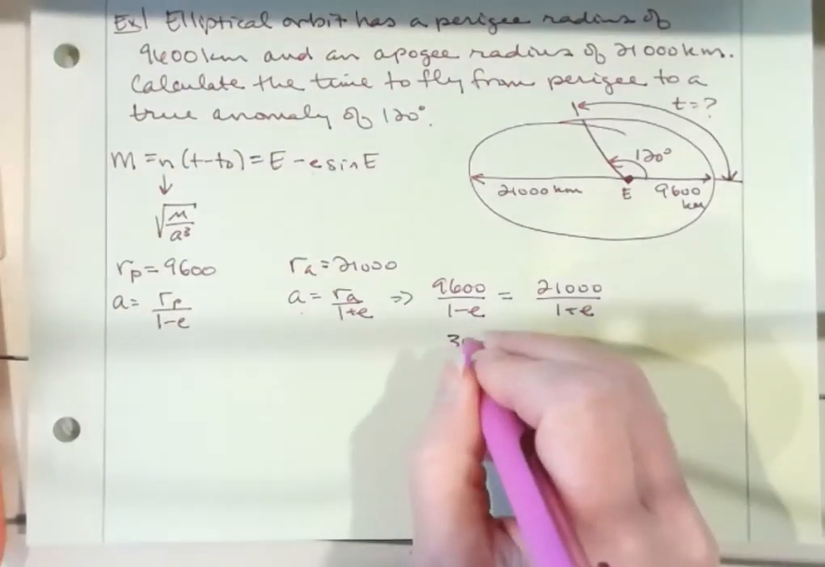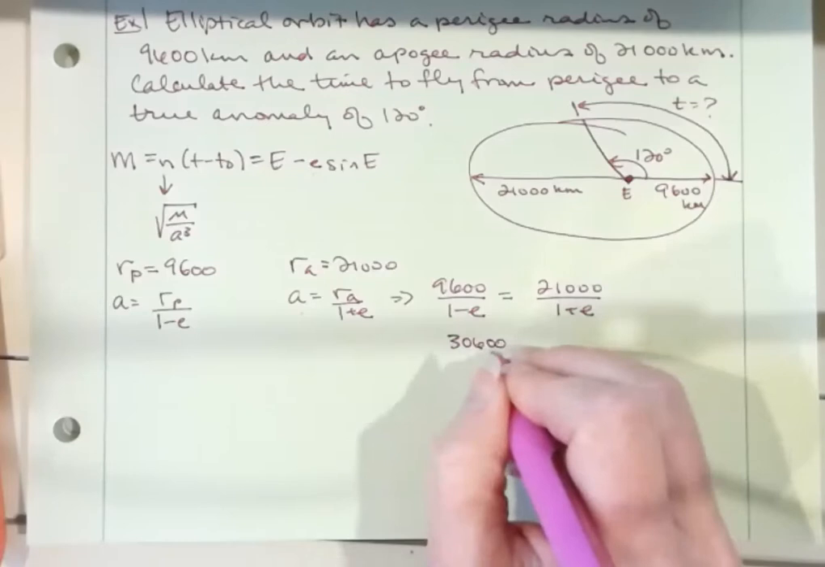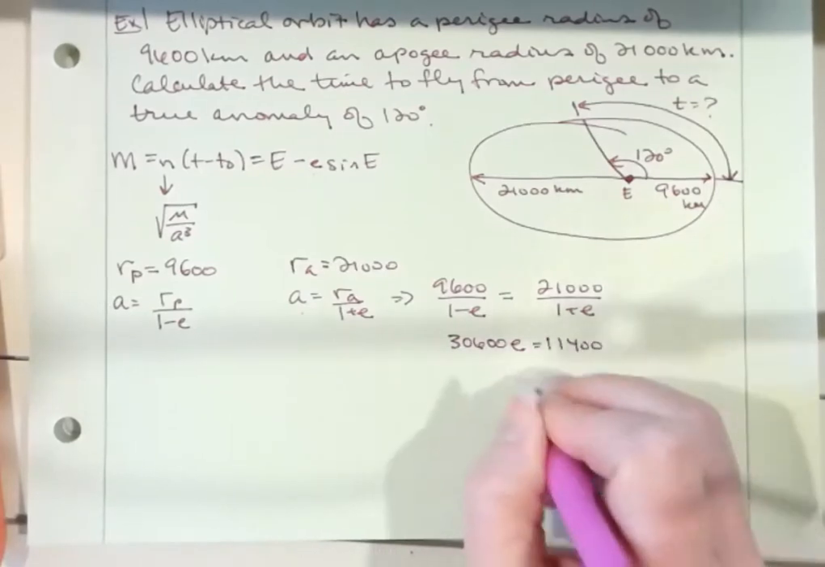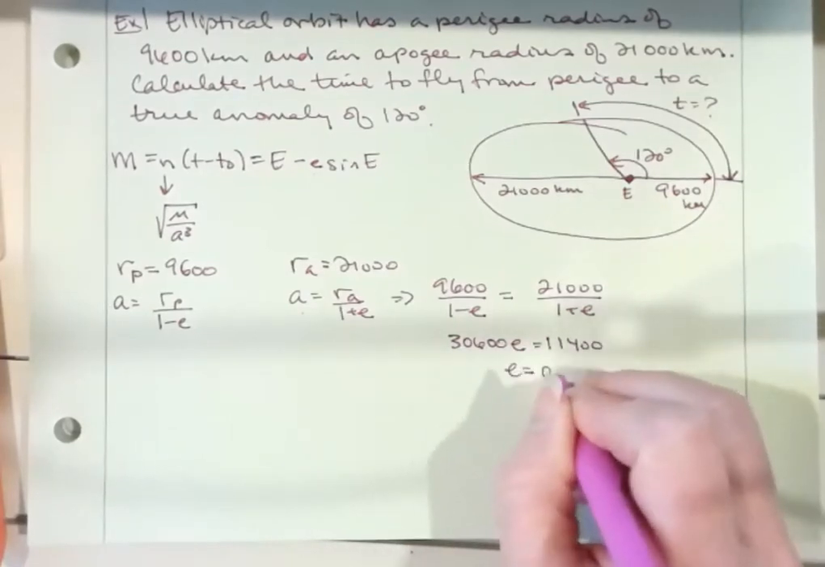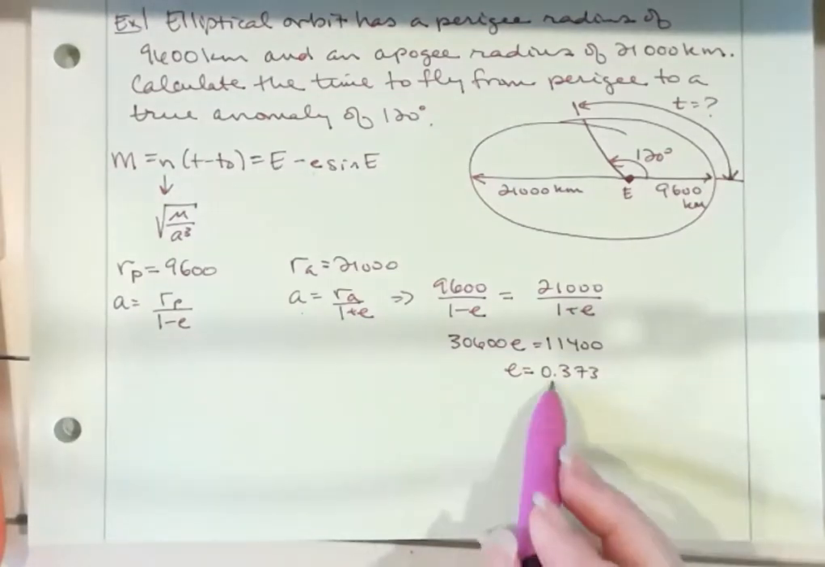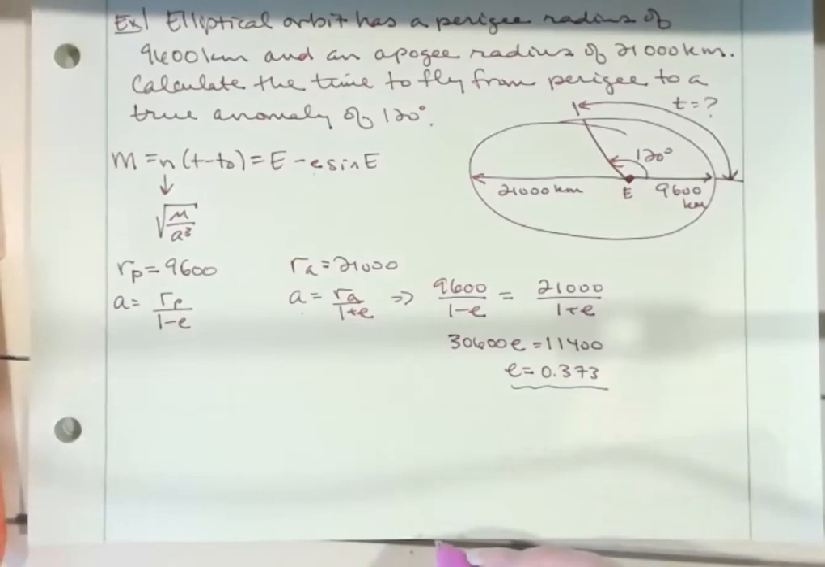Once you do that, you get 30,600 times e, and that equals 11,400. And then e is going to be 0.373. Okay. So now we know eccentricity. We'll use that in a second. Now we can take this, plug it into either one of these equations to get a.